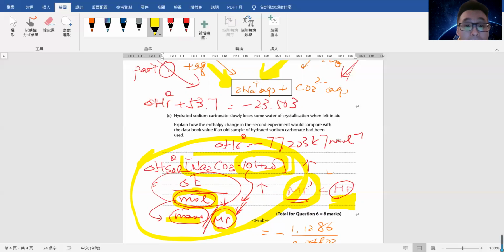So this MR is bigger than the actual one. If you divide the mass by a bigger number, the mole you obtain will be less than actual. If the mole obtained is less than actual, and it is the denominator, the whole number will go up. Okay? Then the enthalpy change of solution of hydrated sodium carbonate will be higher than actual. Okay? Try to think about it.